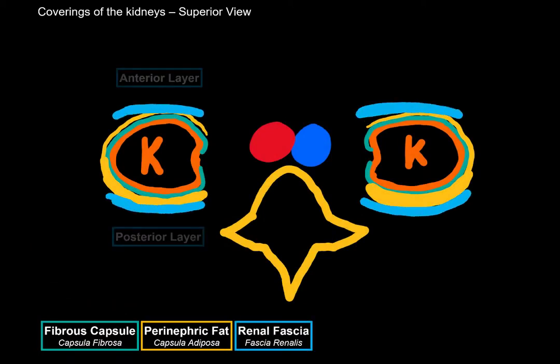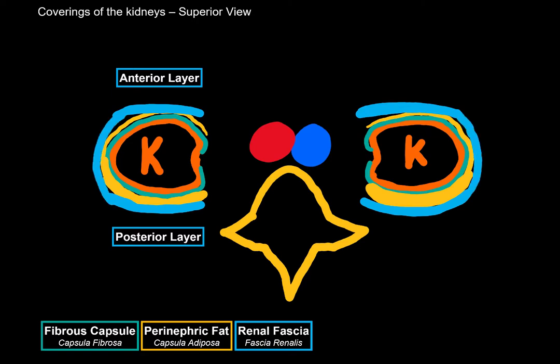And this fascia has two parts, or two layers. We have an anterior layer and a posterior layer. Laterally, they're both going to fuse, as you see here. And then the posterior layer is going to go in front of the vertebra and fuse with it, while the anterior layer will go in front of the blood vessels and fuse with the other layer on the other side.